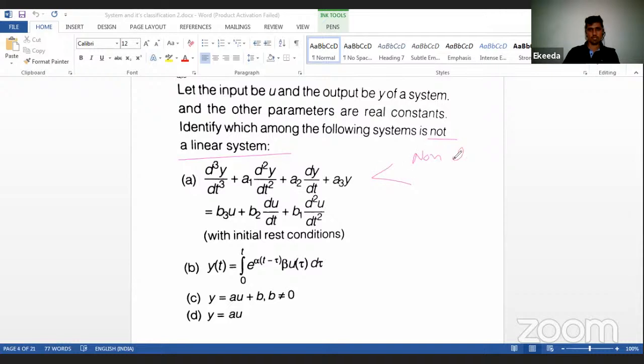There must not be any non-linear operation, and initial conditions zero. Then the system will be linear. So there is no non-linear operation on y and on input u.